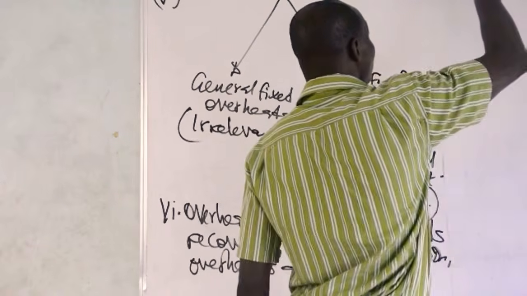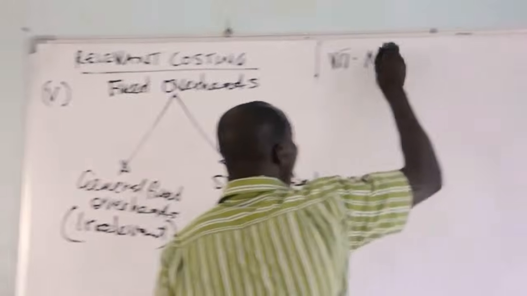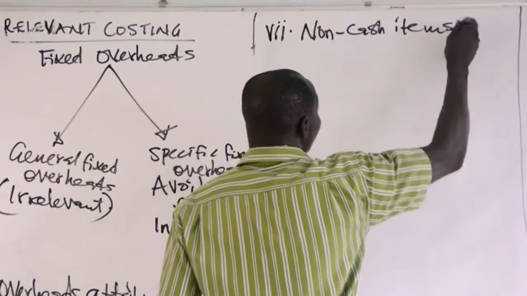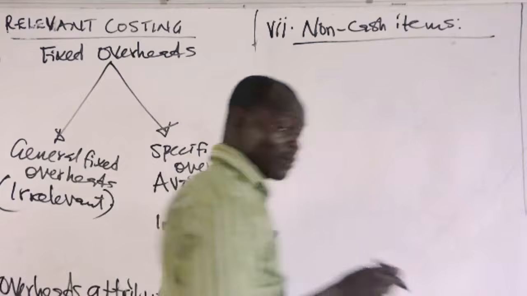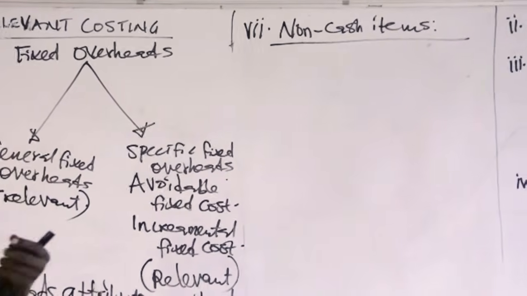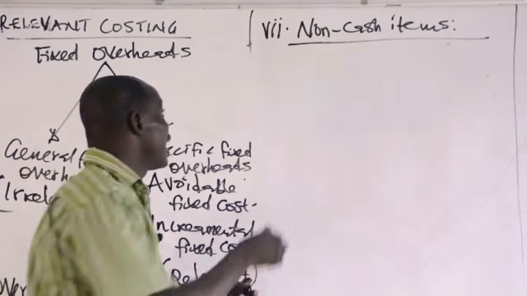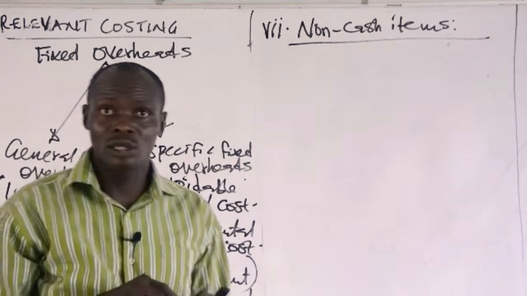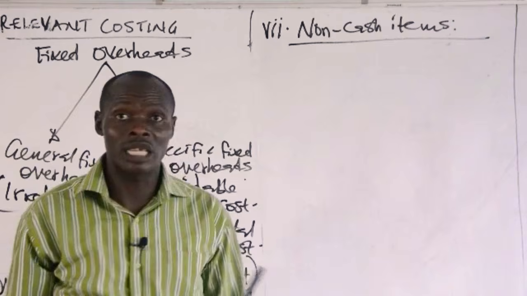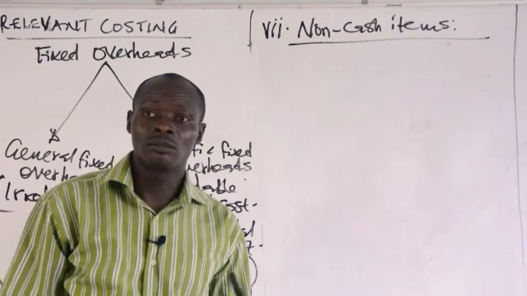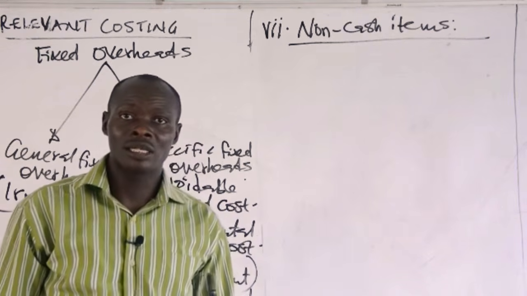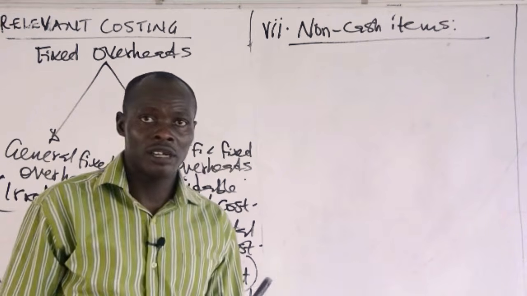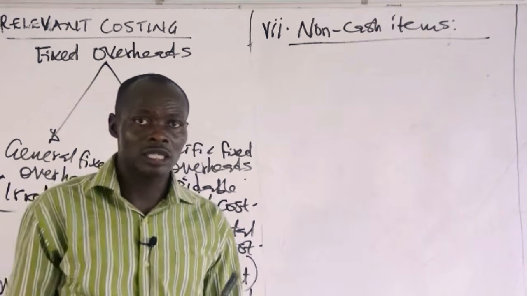Number 7, we have non-cash items. We said relevant costs are cash flows. That's why we said they are differential cash flows. So we said that non-cash items are not relevant. So we therefore want to take a comprehensive worked example from the ACCA study text by Kaplan, F5.